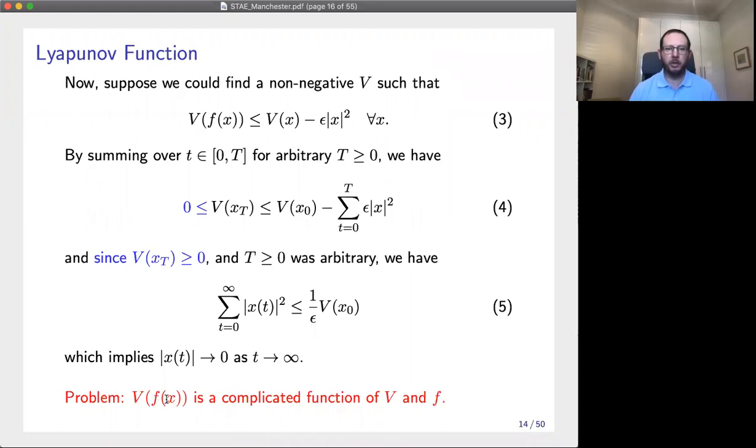But if we're trying to learn both V and f simultaneously, this is actually a complicated function, because basically f, however we're parameterizing f, that then gets passed through some nonlinear function V, and it will generally make the set of possible f's very complex.